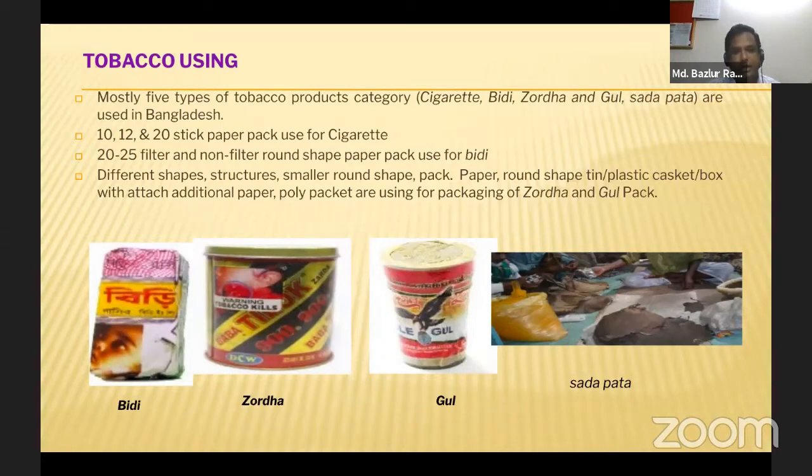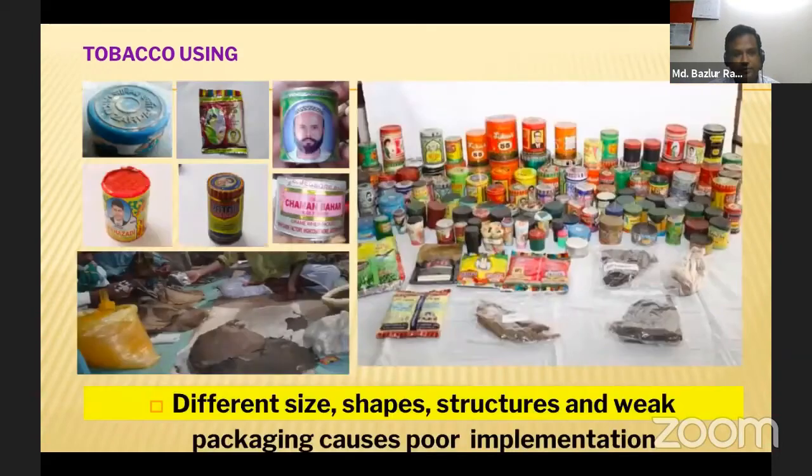In Bangladesh, 10, 12, and 20 stick paper pack used for cigarette, 20 to 25 filter and non-filter round cylinder shape paper pack used for BD. It's the soft paper pack, and different shapes, structure, a smaller round shape pack, paper round shape, tin, plastic casket with attached additional paper polypacket are using for packaging of jorda and gul. That is, you have seen in picture BD, jorda, gul, and shadabata. Next, please. Here you some picture of different category of jorda, gul, shadabata.